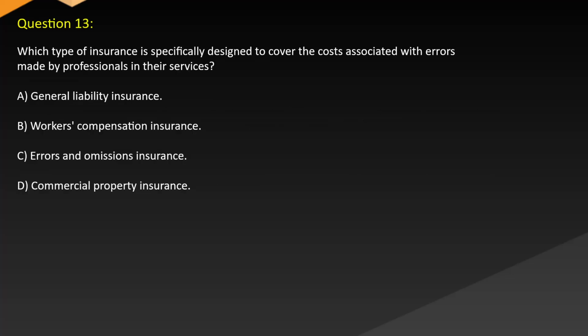Question 13. Which type of insurance is specifically designed to cover the costs associated with errors made by professionals in their services? A. General liability insurance. B. Workers' compensation insurance. C. Errors and omissions insurance. D. Commercial property insurance.